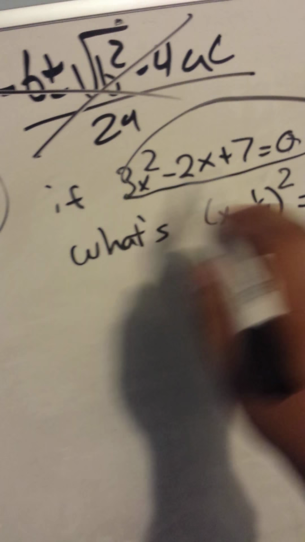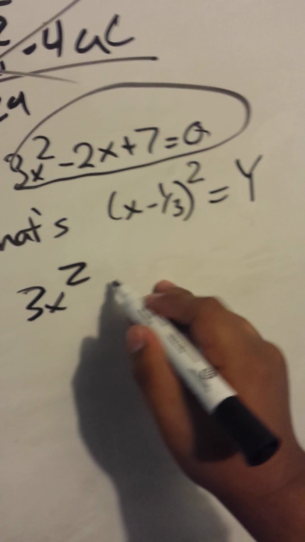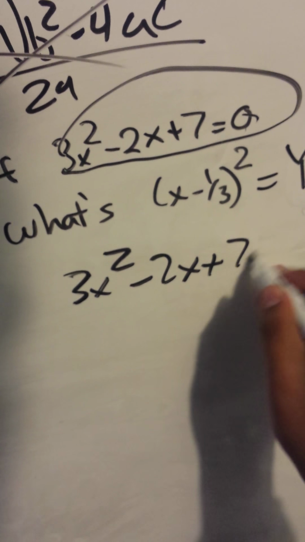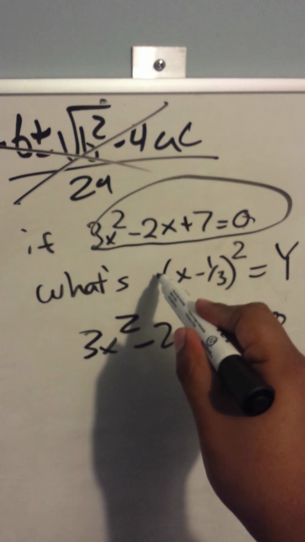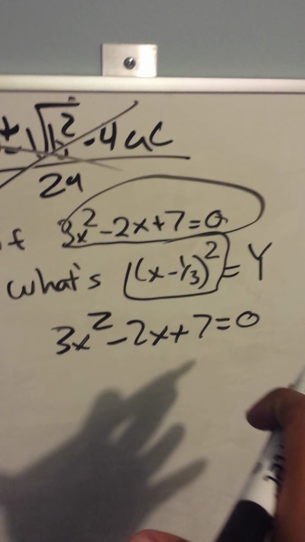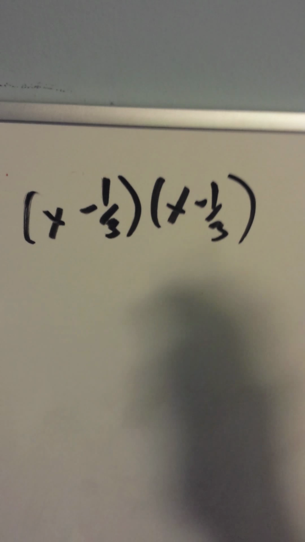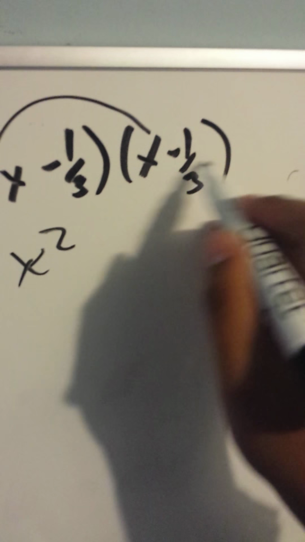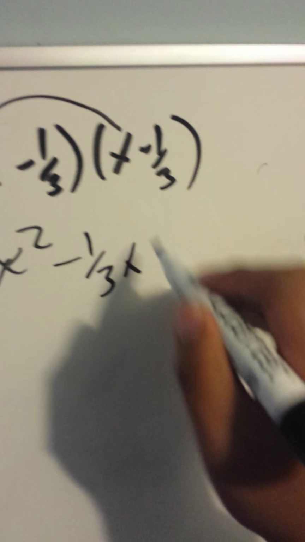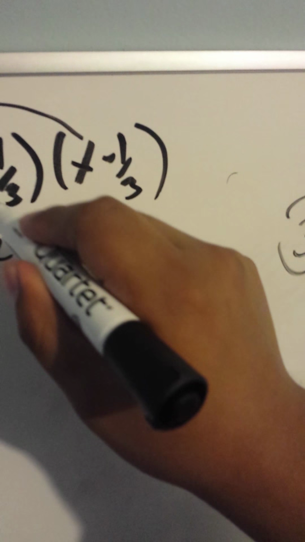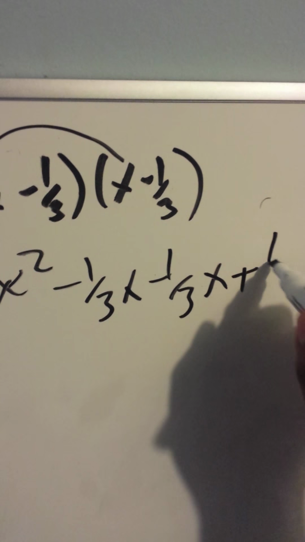So I wrote down this equation on top, 3x squared minus 2x plus 7 is equal to 0. Then I got this factored portion and expanded it again. So I wrote down x minus 1/3 and then x minus 1/3. I used the distributive property, or FOIL, whatever you want to call it: first, outer, inner, last. So x times x is x squared. x times minus 1/3 is minus 1/3 x. Minus 1/3 x again. And minus 1/3 times minus 1/3 is plus 1/9, right?